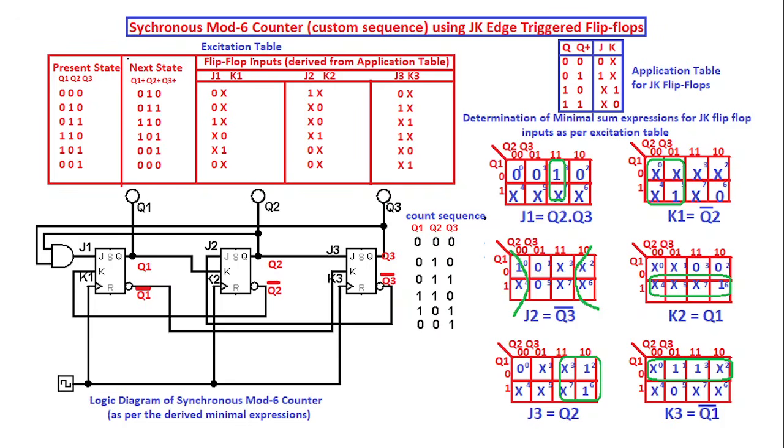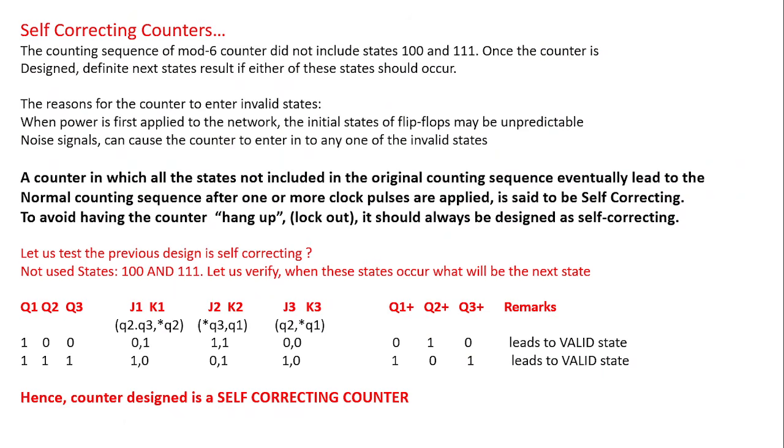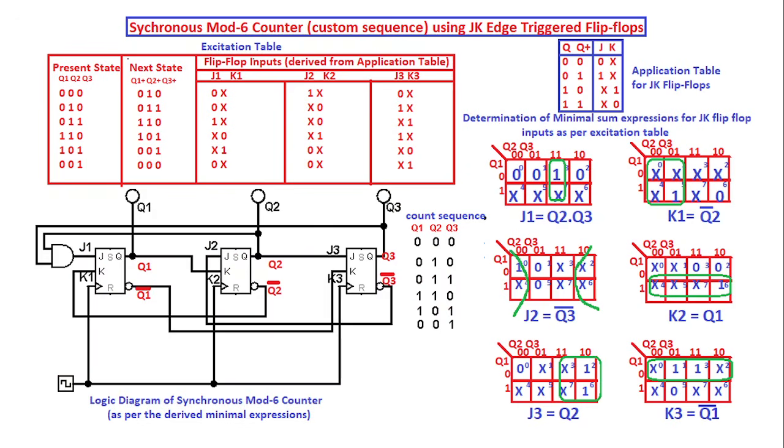The 3 flip-flops used here will contribute 8 states, 2 to the power of 3 is 8 states. But the required sequence is only 6 which we have taken. So there are 2 states which are not valid or not part of the sequence. So what are those states? We can see from the previous discussion, these are the 6 states. The 2 states which are not available are 4 and 7. So you can see that 100 is not available, 111 is not available.